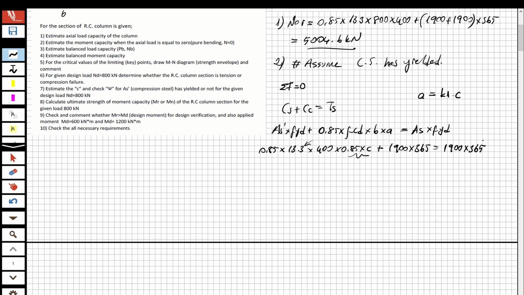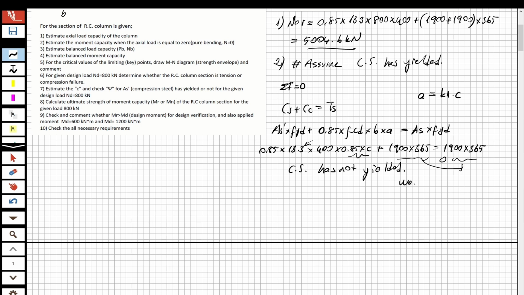So now look at the question. Now we write an equation, but look at here, these both are the same. So when I take this one to here, it's going to be equal to 0. That means the compression steel has not yielded, okay? So the value of the neutral axis cannot be 0. So this means that the compression steel has not yielded.